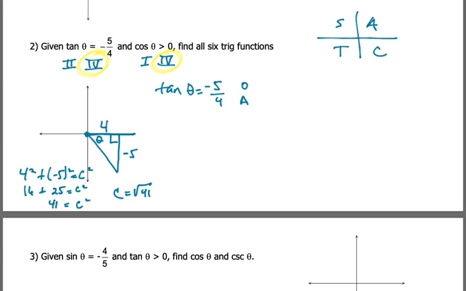Now this hypotenuse right here can never be negative, because you're squaring those values, and so it will always become positive. So just something to remember: the hypotenuse is always positive.